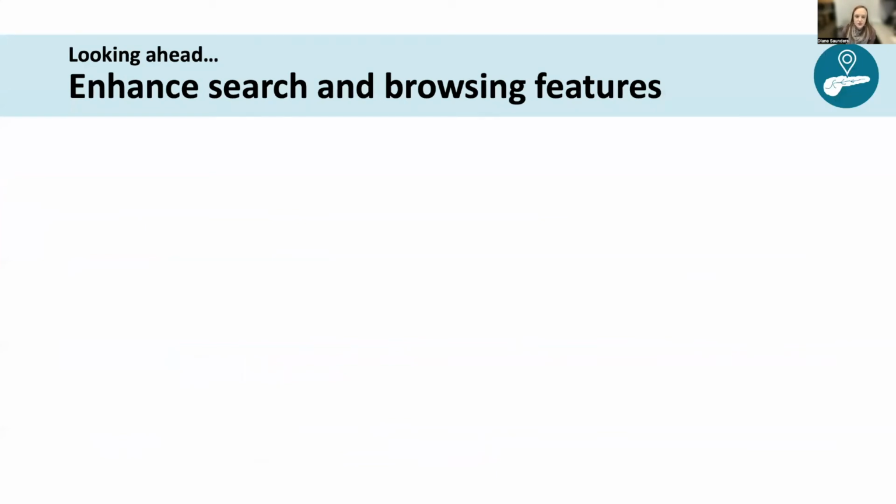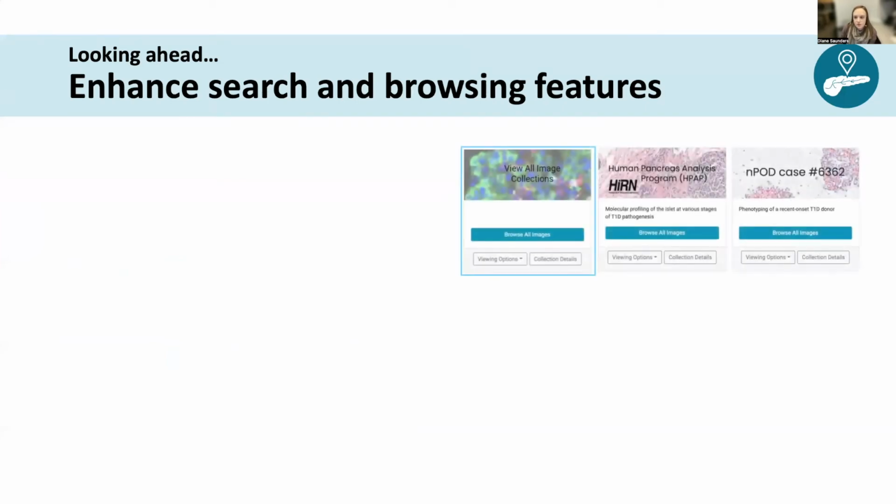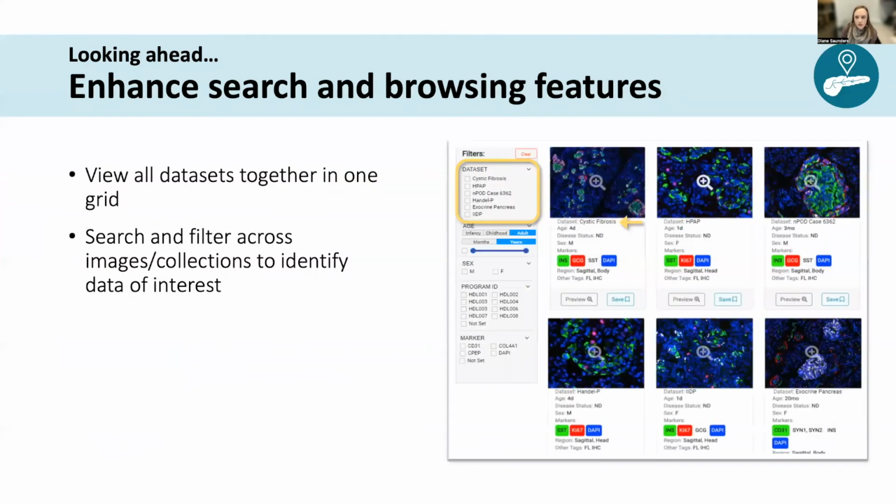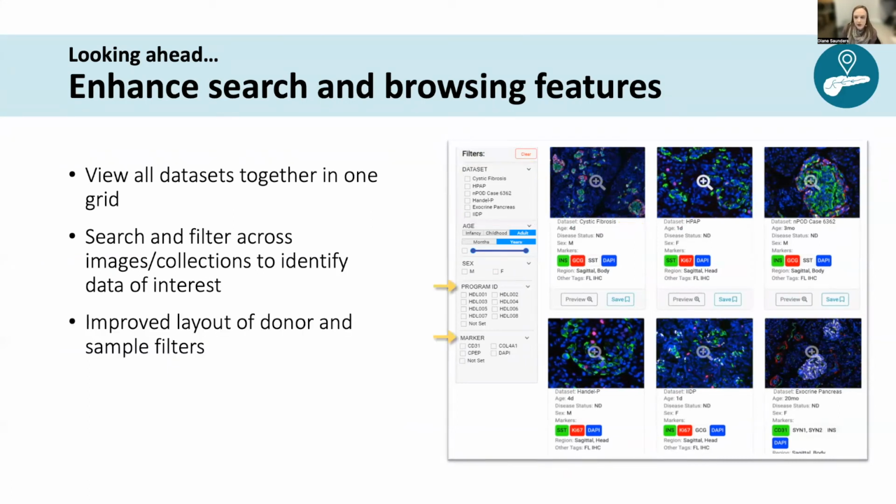And I wanted to just briefly end by talking about some of the features that we're excited to add in the future. So one of the things that is in the works right now is that in addition to curated collections, there will soon be an option to view all data sets together. And so that will bring all of the imaging data into one grid and allow users to search and filter across different images and collections based on what they're interested in. And also we're working to improve the layout of some of these specific filters. And all of this development work will be added to the FFIND GitHub repository.